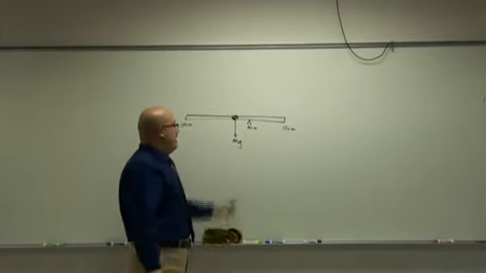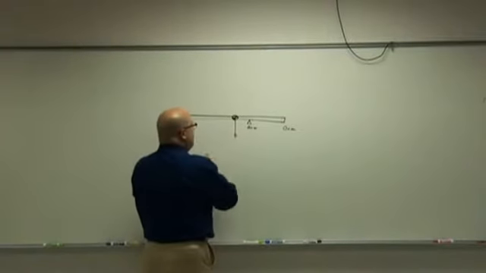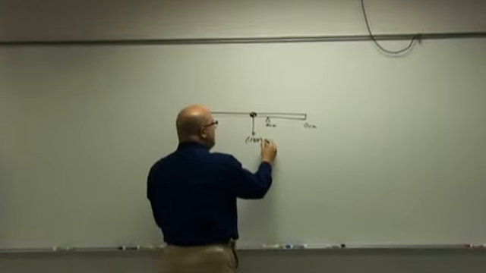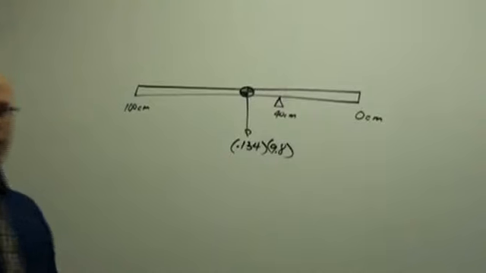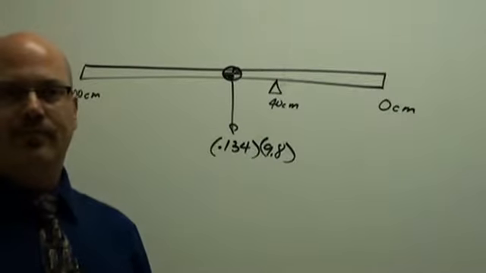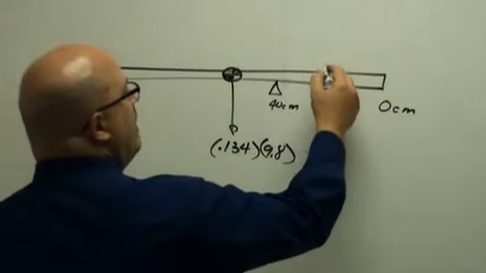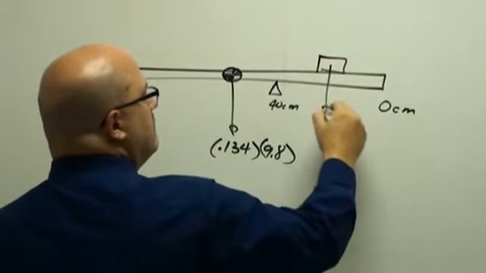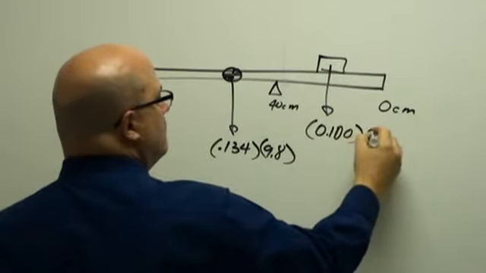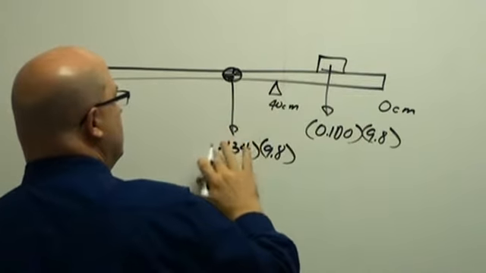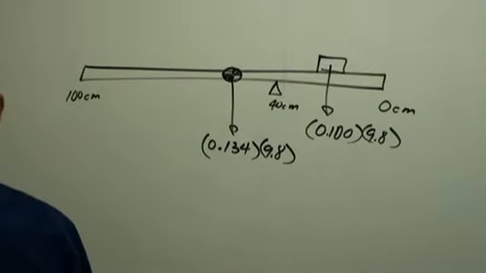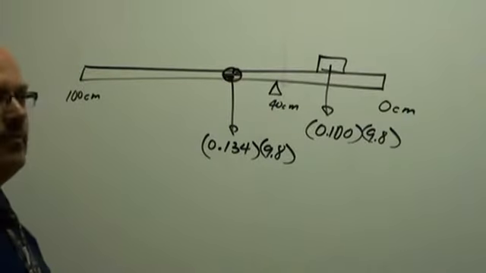That's the mass of the meter stick, so that's going to be 0.134 times 9.8. Okay, where's my mass going to be? On this side, somewhere over here. We're finding the tension of the wall. Oh, the tension.